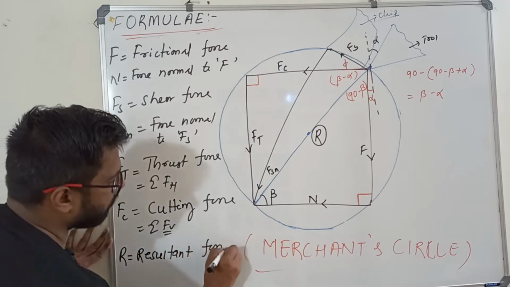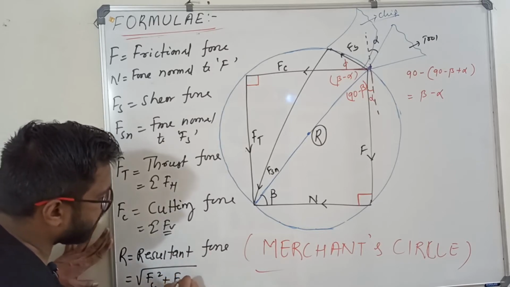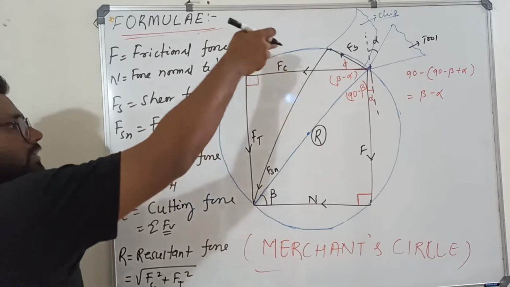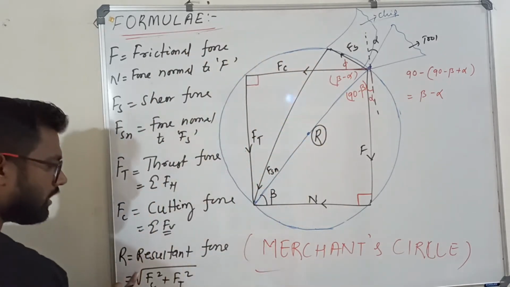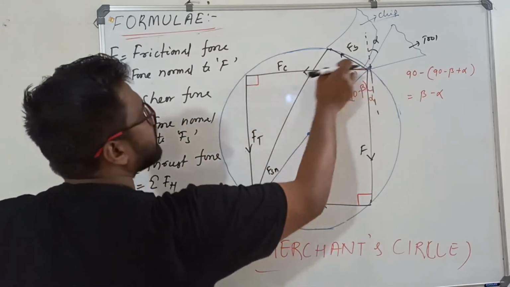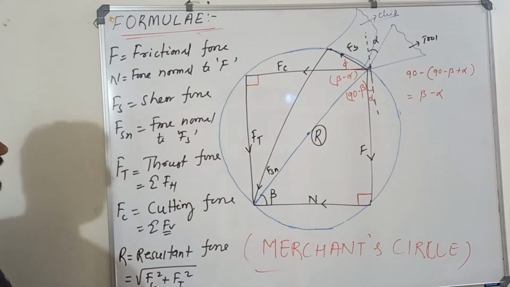Resultant force is the square root of Fc square plus Ft square, also known as the diagonal of the Merchant circle. The diagonal of the Merchant circle is the resultant force, which is nothing but the square root of Fc square plus Ft square. Which formula? Your Pythagoras theorem. You will get it. Okay, understood?